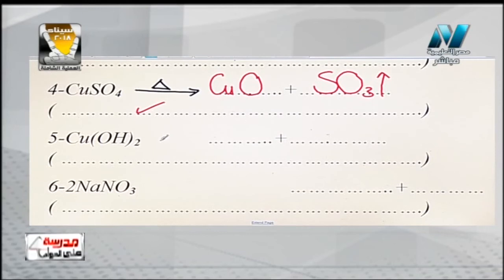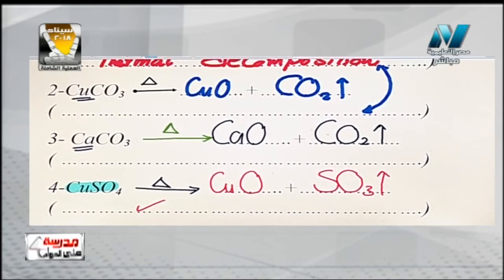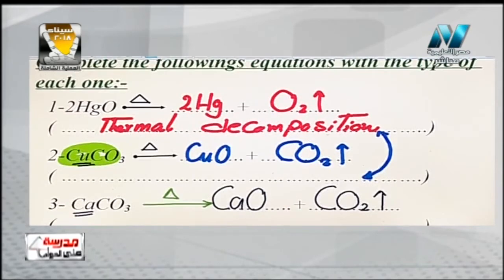Here we have copper hydroxide and copper sulfate, the color of both is blue. And here we have copper carbonate, its color is green. And we have the first one, mercury oxide, its color is red.